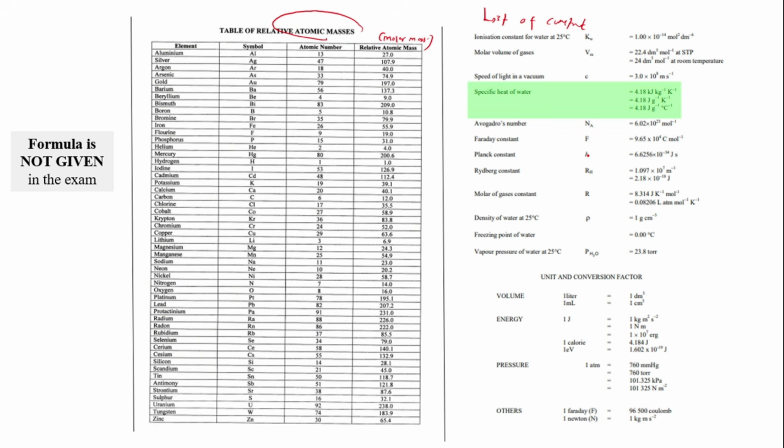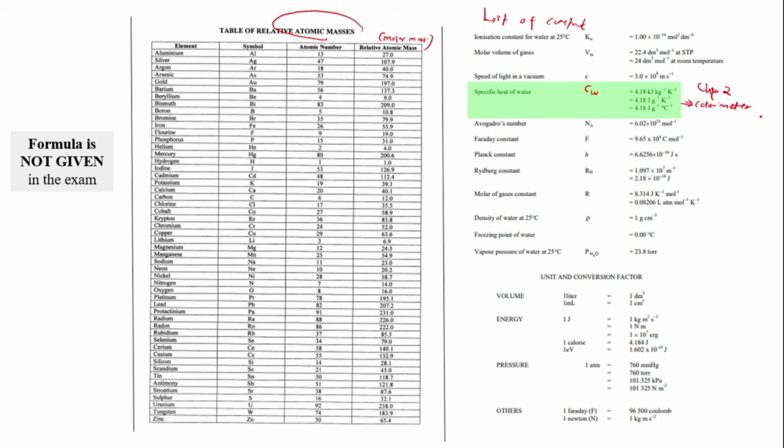For example, the specific heat of water. So it's going to carry a symbol of small letter c with w, and a value of 4.18 joule per gram per degree Celsius. So you're going to use it often in chapter 2, which is related to thermochemistry, particularly in order to answer the calorimeter problem.